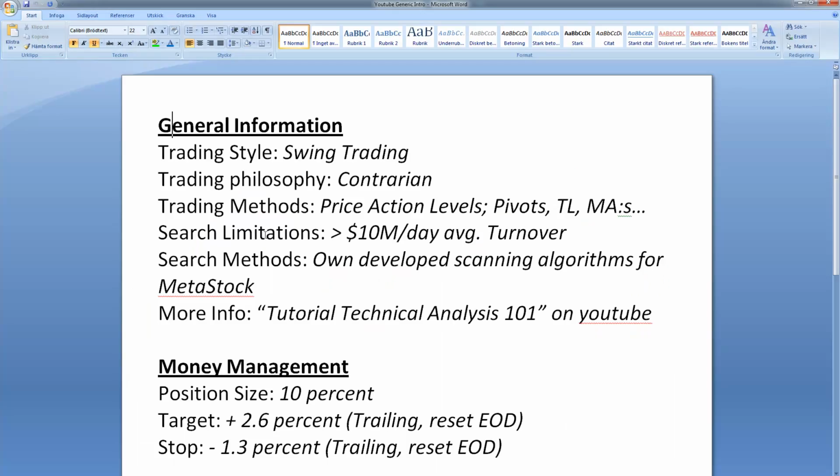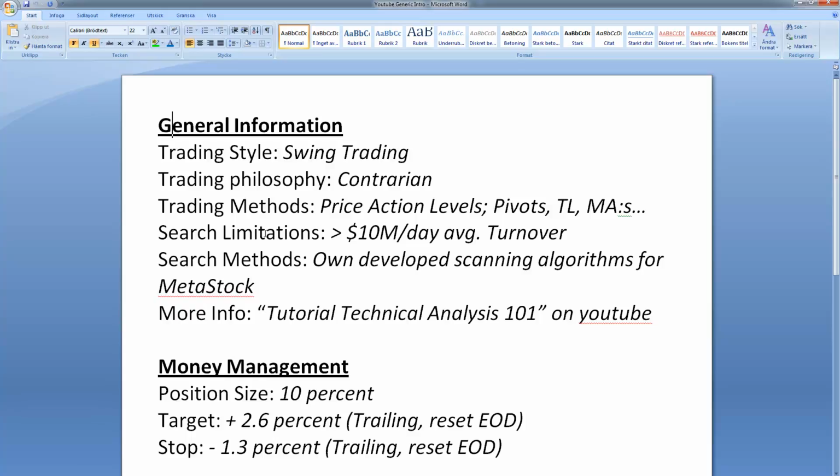First, like always, I'm giving you a short brief about how I work. I'm a swing trader. I work with contrarian setups. Usually I use price action levels like pivots, peaks, troughs, trend line, moving average. I'm only looking at stocks that have more than $10 million in average daily turnover. I built my own scaling algorithm within the MetaStock platform.